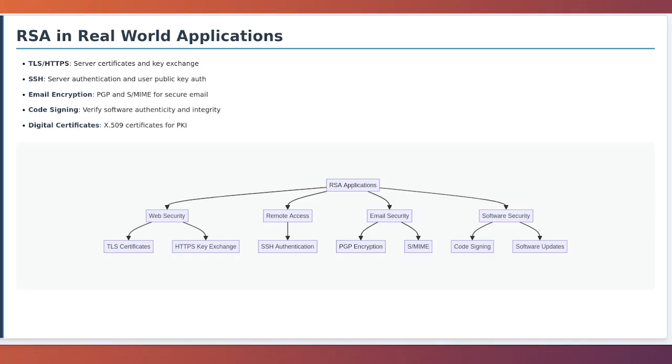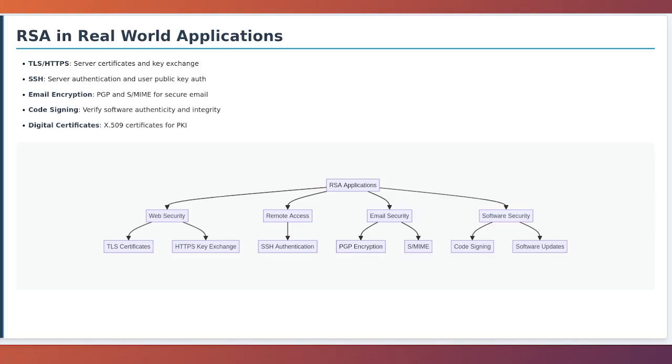SSH uses RSA for authentication. When you connect to a server with SSH, the server proves its identity using an RSA signature on the session data. User authentication can also use RSA keys where the client proves ownership of the private key by signing a challenge. SSH typically uses RSA with SHA-256 or SHA-512, and 2048-bit or 4096-bit keys are common.